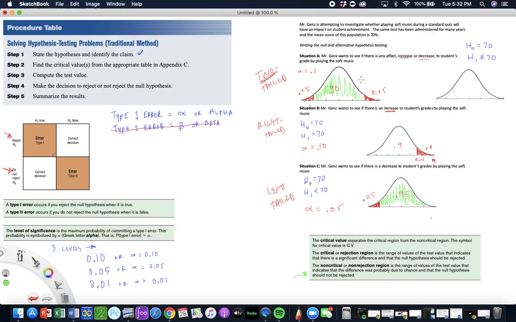I do the test, everything happens. Let's say, for example, that my sample mean information falls in this area. So it falls in the non-critical area. If that happens, that would mean I would accept the null hypothesis, meaning that me playing soft music has no impact on students' grades. Okay.